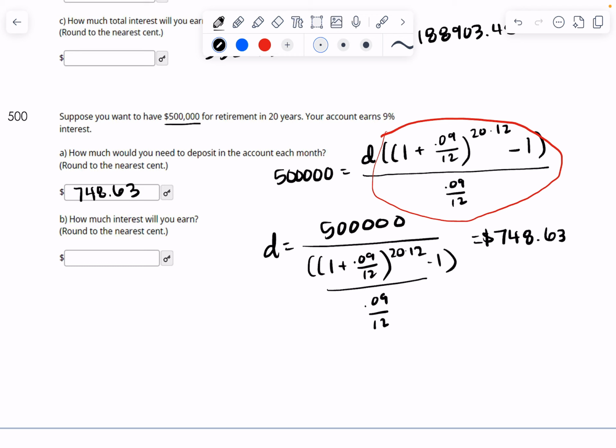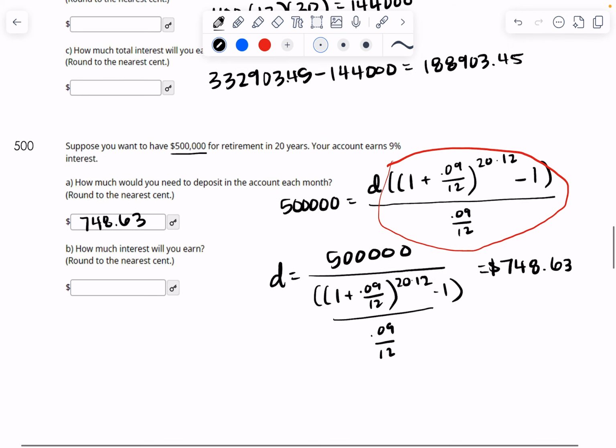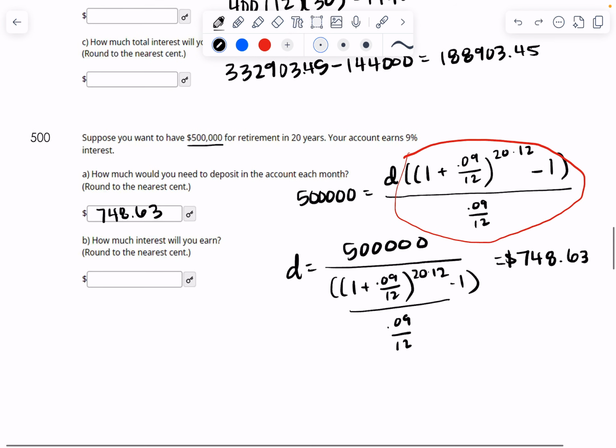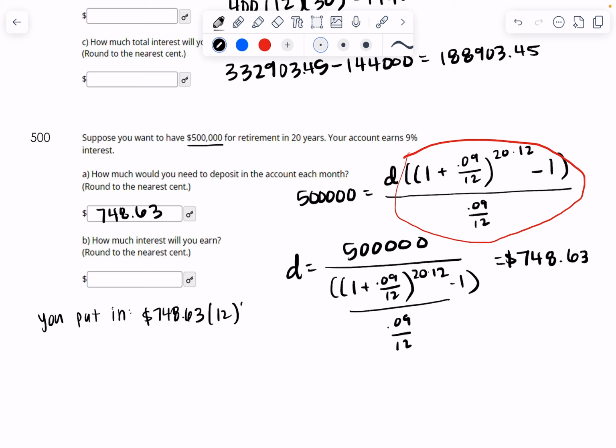And then part B says how much interest will you earn? So that skips this part that you have to calculate, which is how much money did you put in? So then how much is interest? What you put in is 748.63 times 12, and it's 20 years. So let me just type that in my calculator.